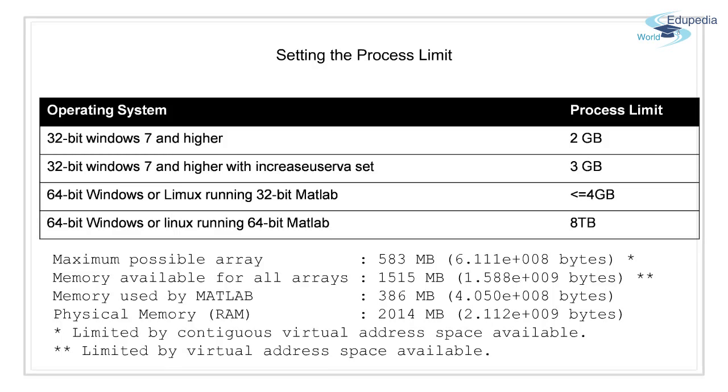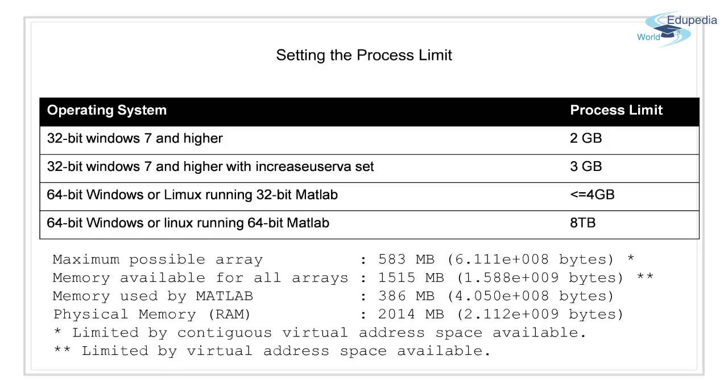So basically, if you have 32-bit Windows 7 and higher, the process limit is close to 2 GB. If you have 32-bit Windows 7 and higher with increased user space set, then you get a process limit up to 3 GB. For 64-bit Windows or Linux running a 32-bit MATLAB, the process limit is close to 4 GB. And when running a 64-bit operating system, the process limit is up to 8 TB.